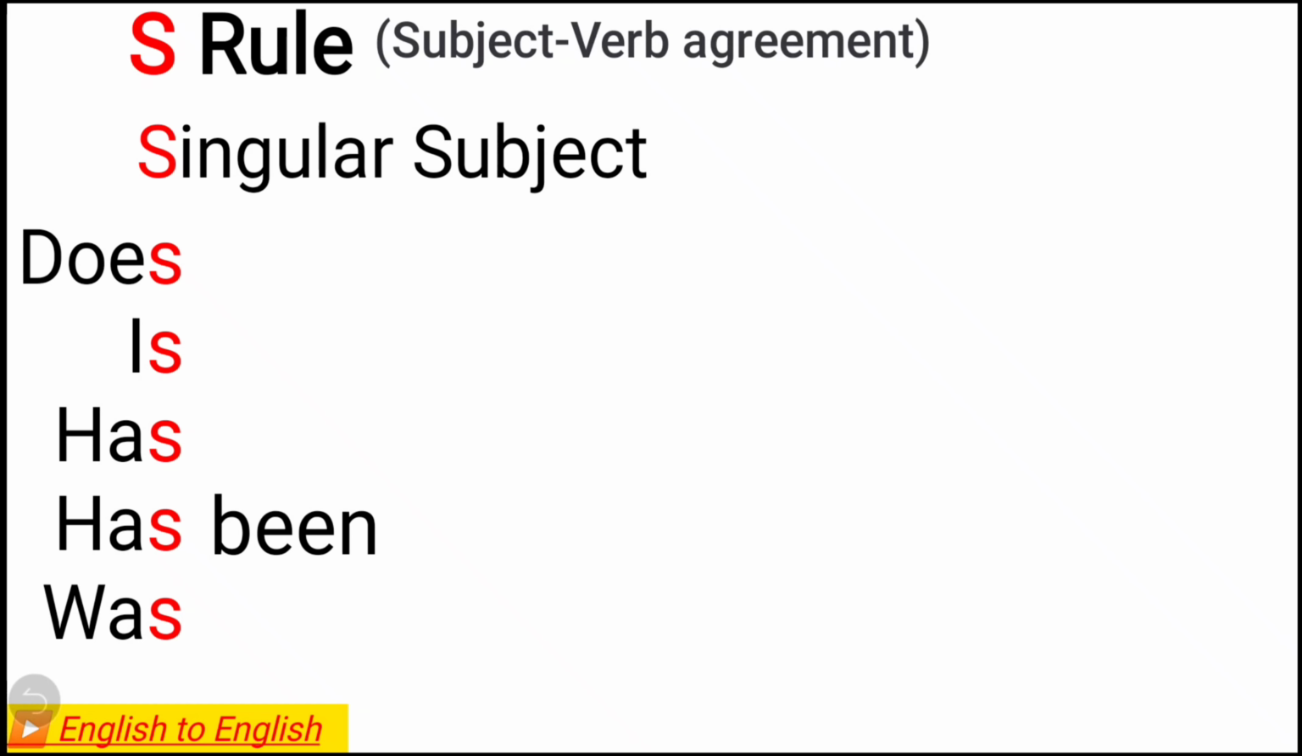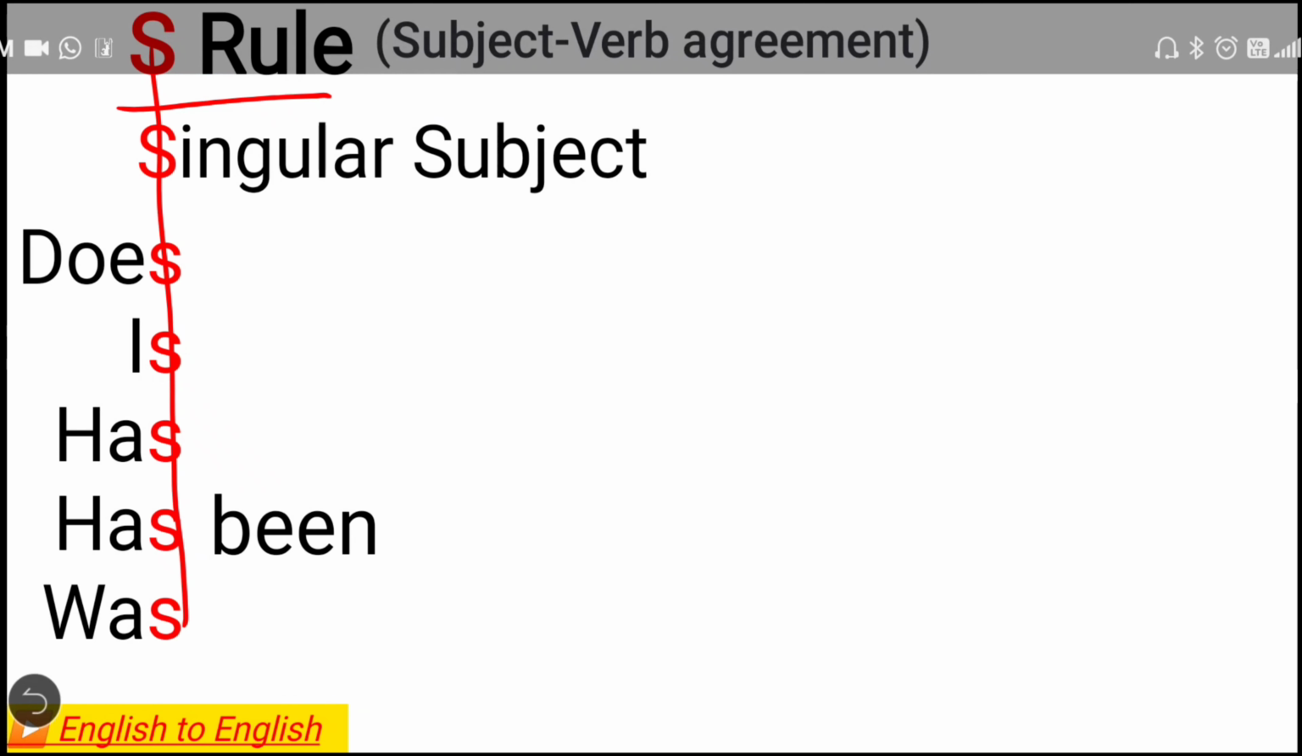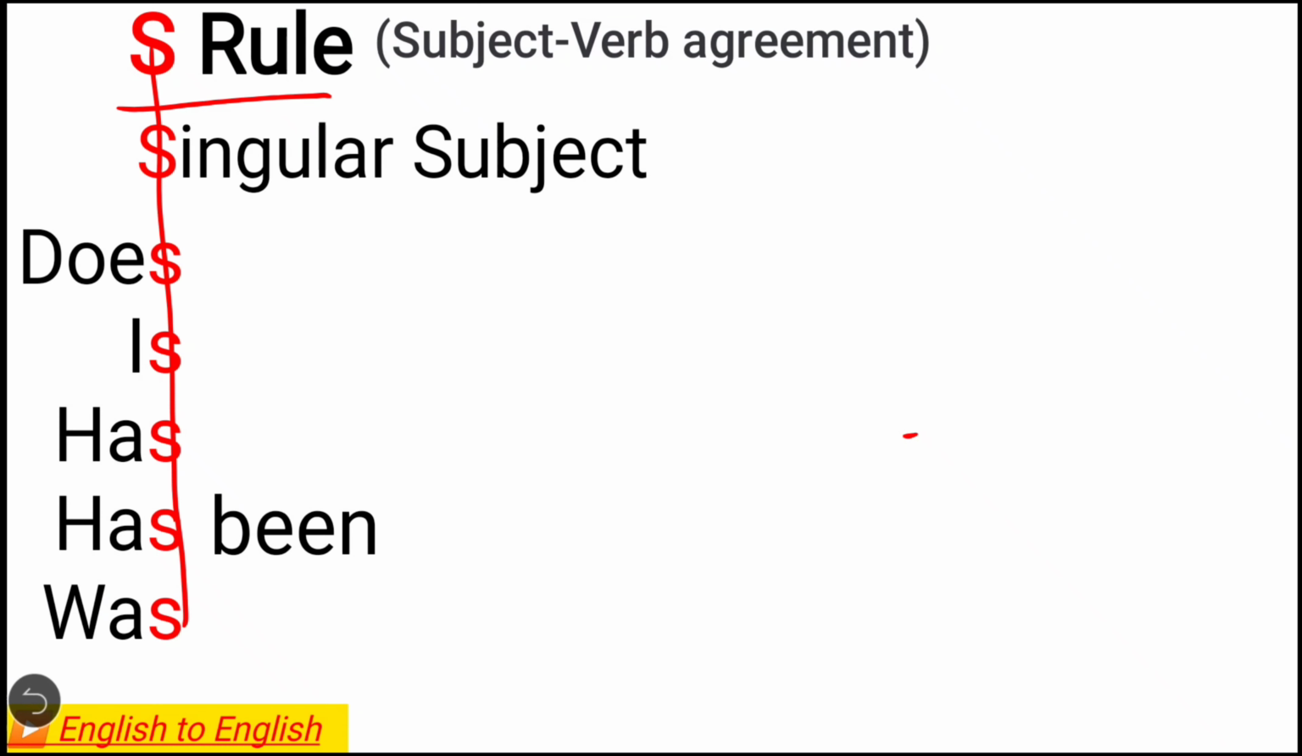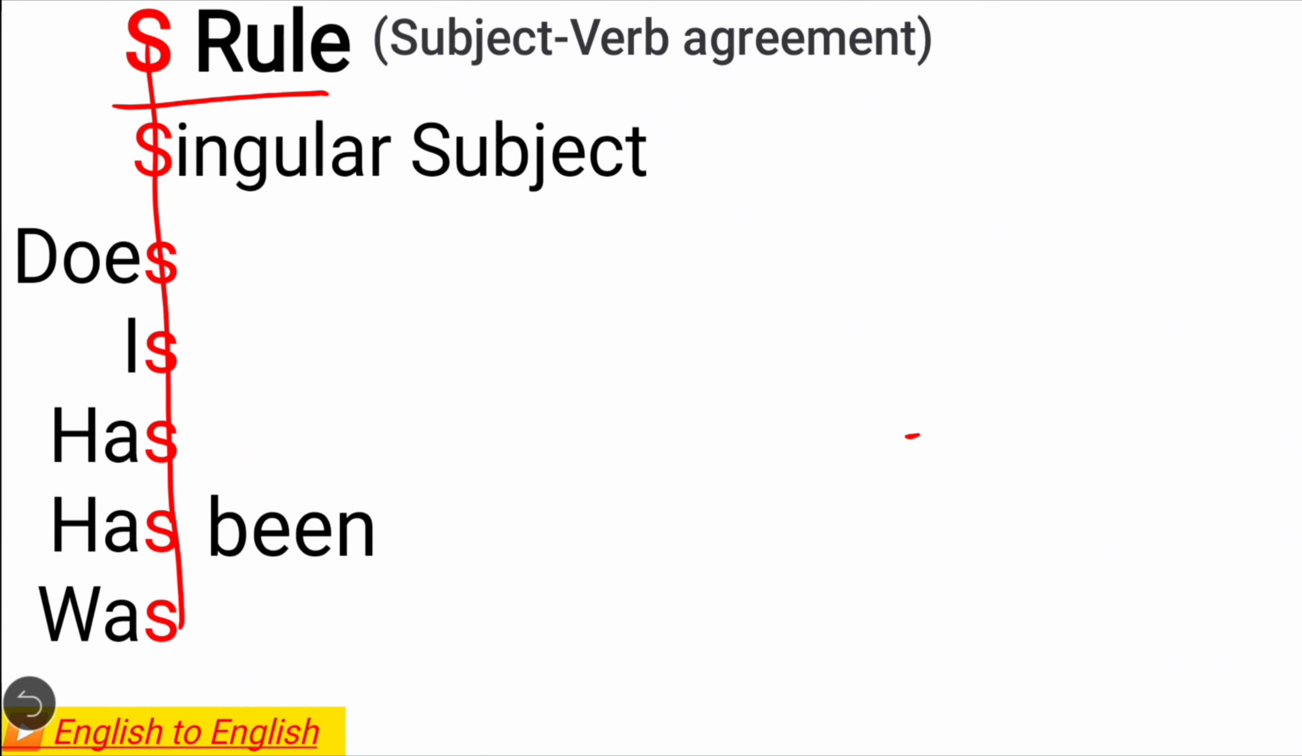Okay, so the S rule is basically about this one only. But we shouldn't be confused, as we talked about plural subjects, plural verbs, and the verbs which can be used for singular as well as for plural. Okay, so let's see what is next.